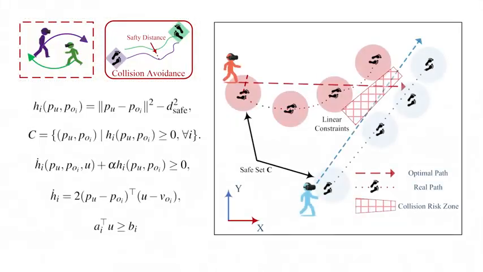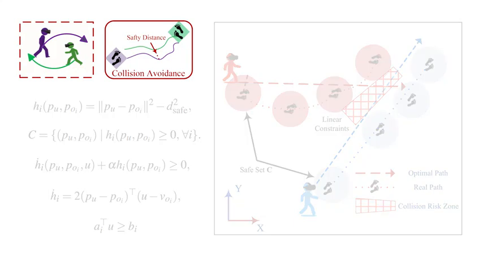Essentially, we calculate the distance between the user and the obstacles and turn that into a safety function. The safety function ensures that when the user gets too close to an obstacle, the system will automatically adjust their path to keep them safe.